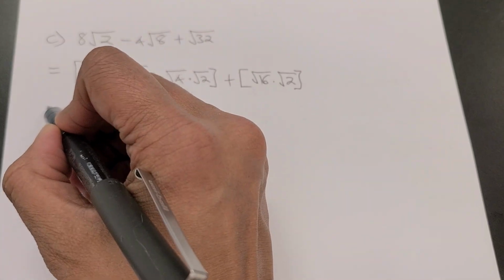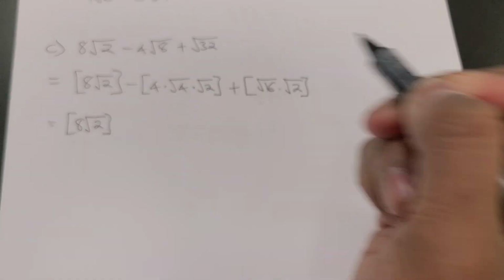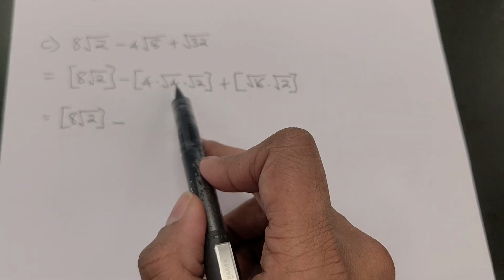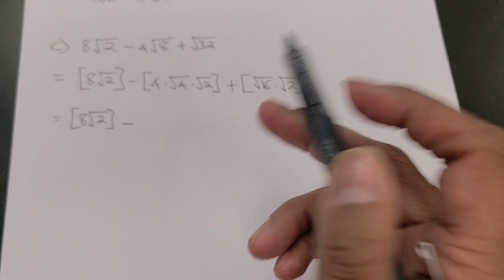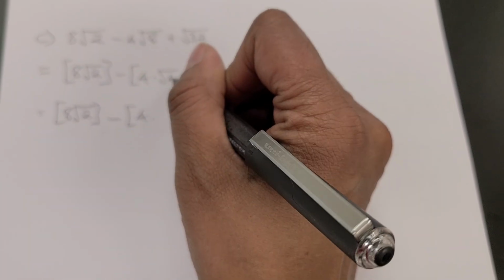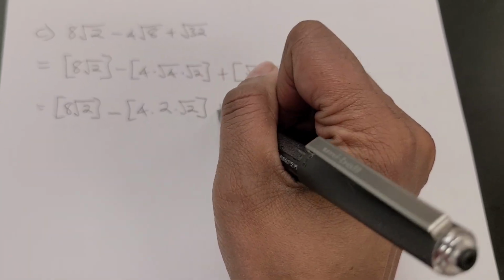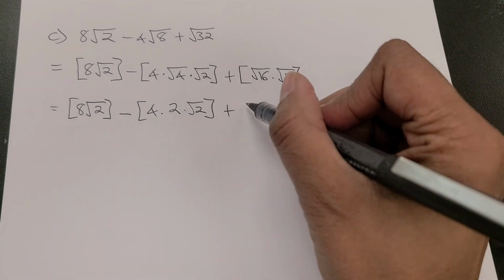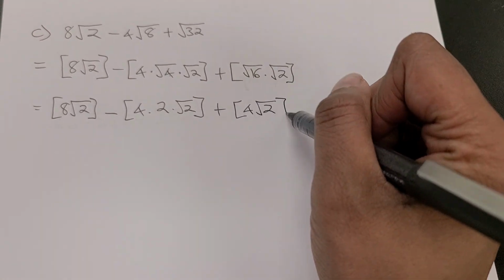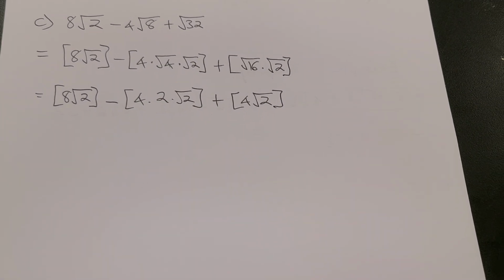Okay, and now we're going to keep this the same. This is 8 root 2 minus, right here, the square root of 4 is equal to 2. Maybe let's write one step. So this square root 4 is now 2 times root 2, close it. Square root of 16 is 4, so this becomes 4 root 2. Okay, so this is what we have so far.